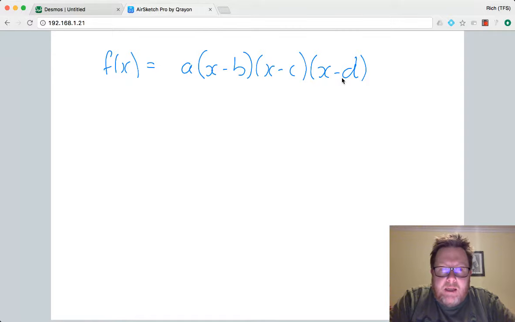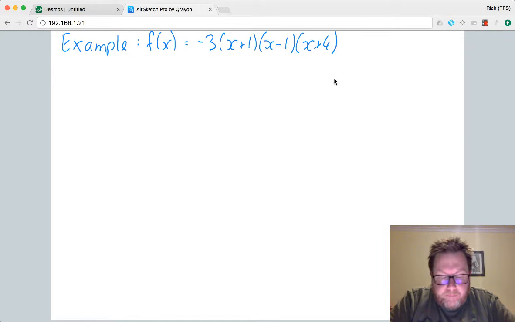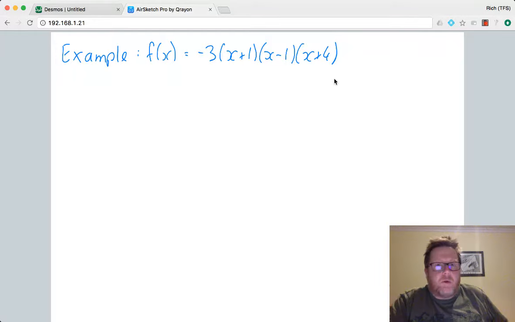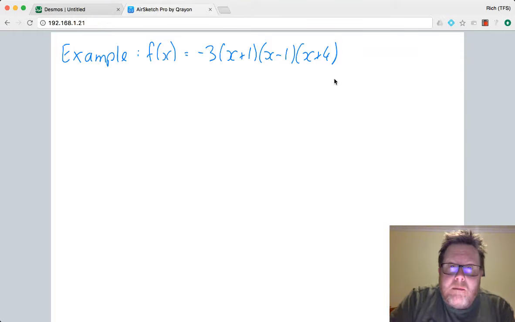So let's have a look at an example. We'll get stuck straight into it. f(x) = -3(x + 1)(x - 1)(x + 4). So what I thought we might do is go through the usual steps to find critical points, but we're also going to utilize the concept of end behavior, which you saw in the first video on cubics. So we'll look at that again and put it into context for graphing this one.